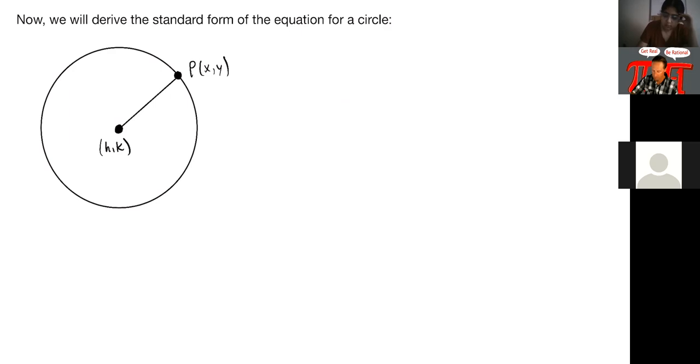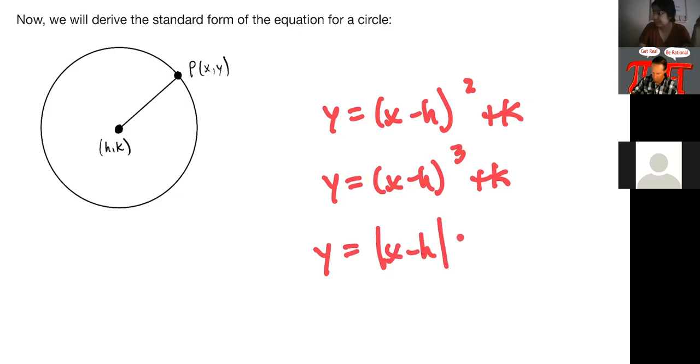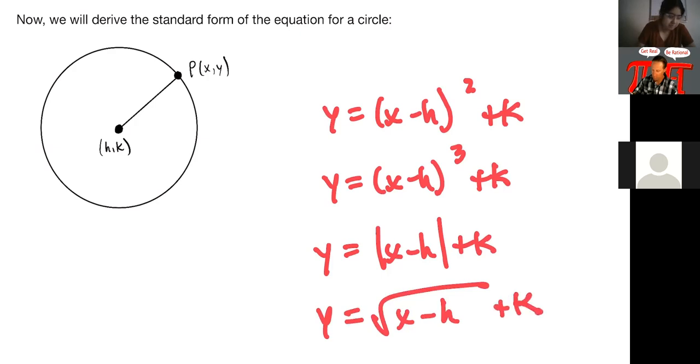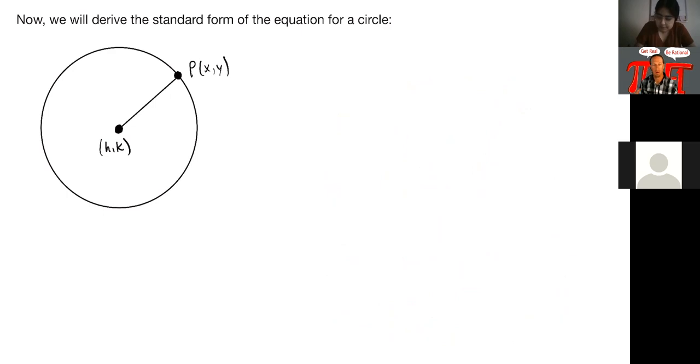We had things like y equals x minus h squared plus k. We had that cubed. We had the absolute value. We had the square root. Remember all these? And do you remember the H and K and what they represented? The vertex, right? That quote-unquote vertex, that starting point for us to be able to graph. Well, then, that's why we're going to bring back that H, K.